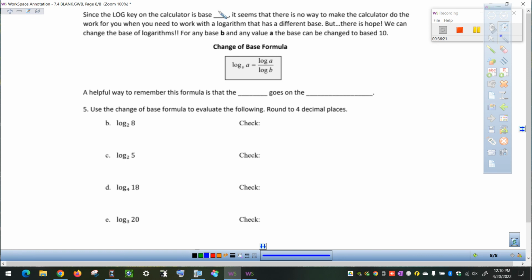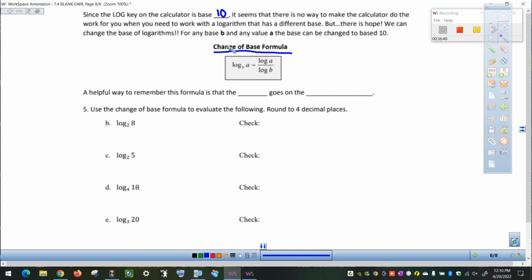Let's make a little note of that here. The log key on our calculator is base 10. It may seem that there's no way to have the calculator do the work for us when we have a different base, but there is. The way that we do it is using something called the change of base formula.